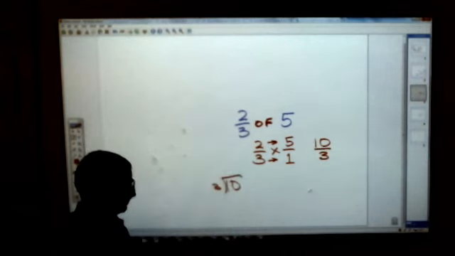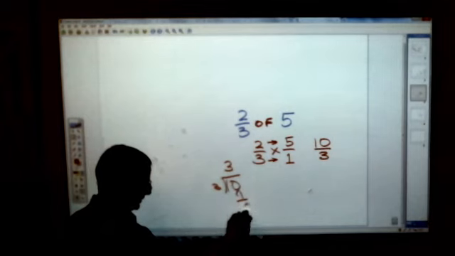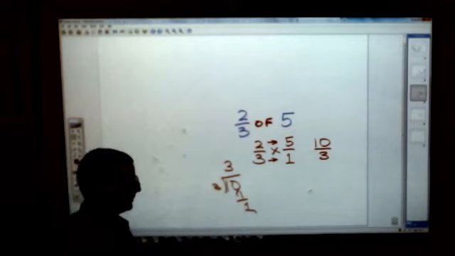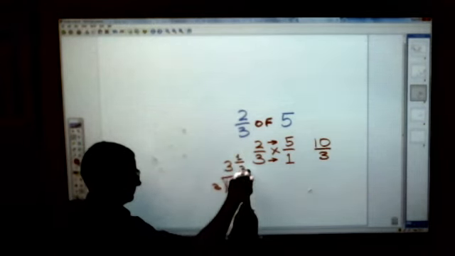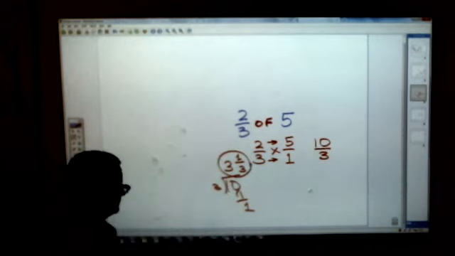I have to do my division problem out here. How many times does 3 go into 10? 3 whole times. What do I do with my 1 that's left over? You can't leave them as remainders. When you're dealing with fractions, you have to make it a fraction. My fraction is 1/3. You think you got it?